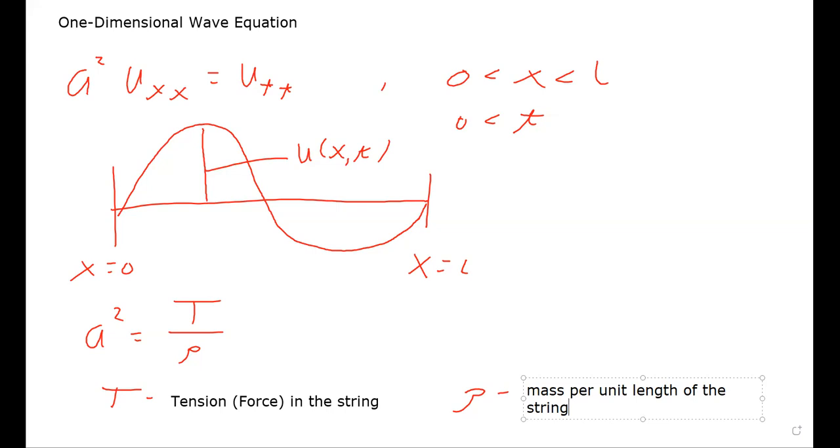Now for a, these units are going to be length divided by time. Now that's for a, so it's a velocity, but it's a squared, so it's a velocity squared.